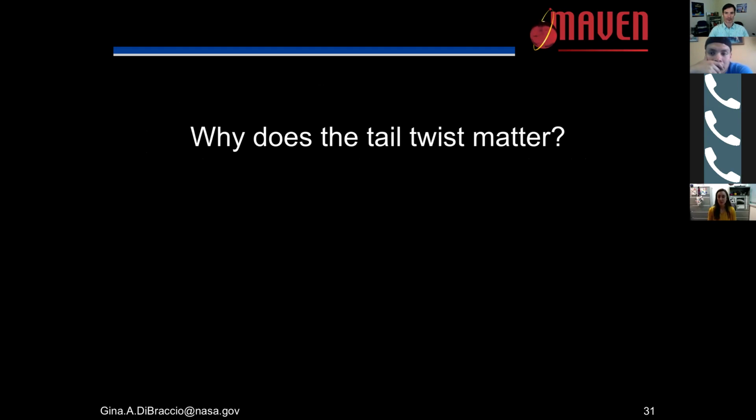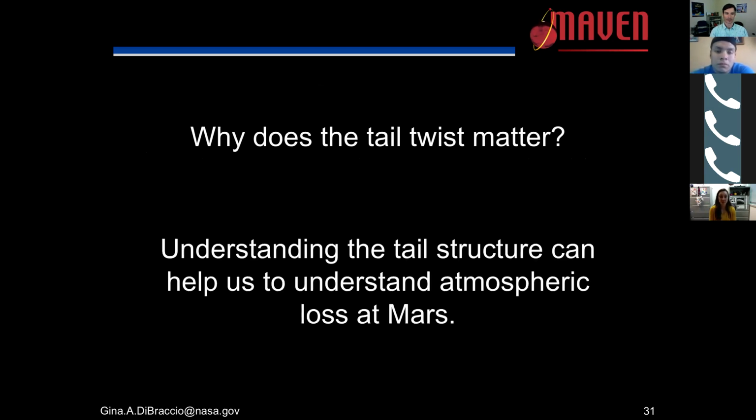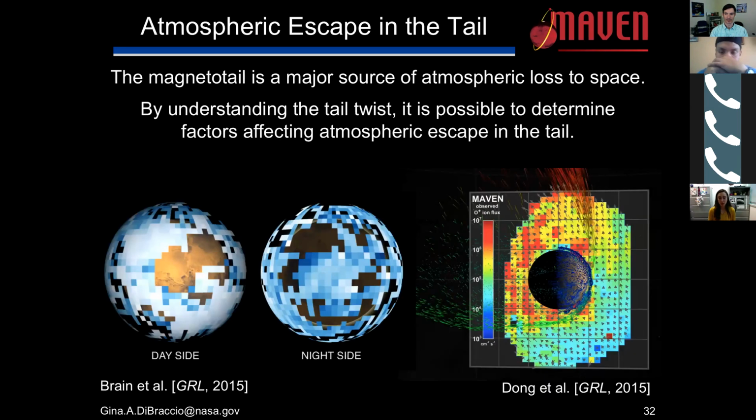And so finally, before I wrap up here, I want to answer the question to you of, why does this tail twist matter? So understanding the tail structure can help us to understand atmospheric loss at Mars. So as we know, one of the main objectives of the MAVEN mission is to understand atmospheric loss to space at Mars and how the Mars atmosphere and climate has evolved over the course of its 4 billion year history. And we want to understand the tail because this can help us to understand atmospheric loss. The reason why I say that is because atmospheric escape takes place through this magnetic tail.